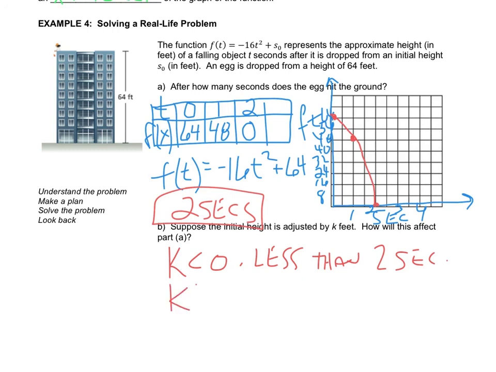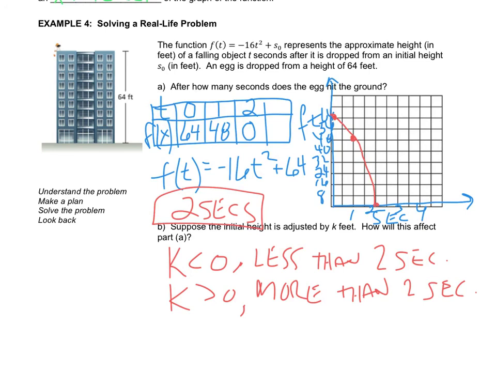If the k value is greater than 0, now I'm higher than 64 feet, it's going to be more than 2 seconds. And then depending on how much higher it is, how much lower it is, we certainly can figure out specifically how many seconds and what the difference is. But just in general, if that k value is positive, that means it's up higher, which means it's going to take longer than 2 seconds. If it's less than 0, it's going to take less than 2 seconds because you're closer to the ground to start. So hopefully we are good with this.